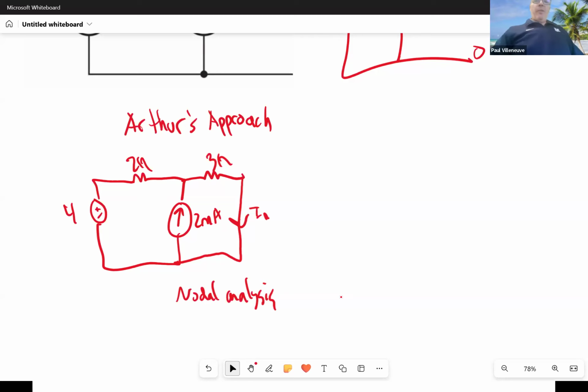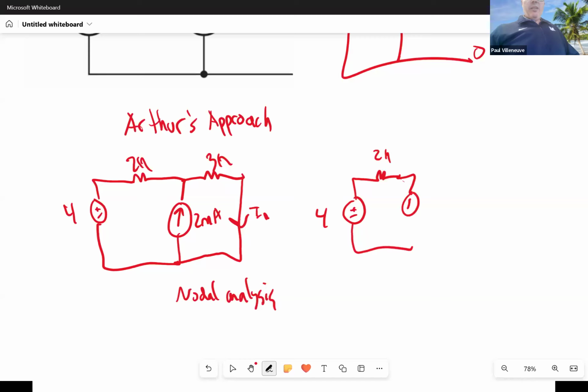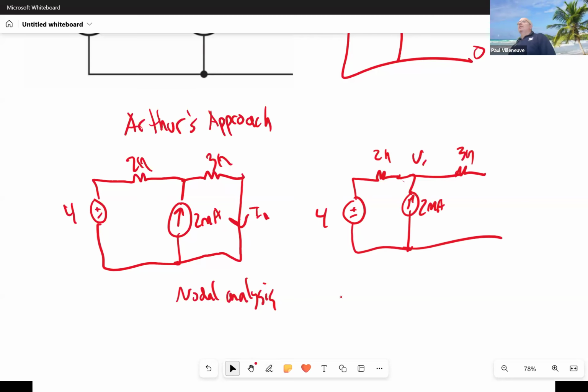So I like Arthur's approach. It's really good, except one thing. He did too much work. Can I still do nodal analysis on that node? How much current is flowing through here? If I find the Thevenin equivalent voltage, then V1 equals V Thevenin. Isn't that easier? I have one less thing to calculate or include in my calculation.